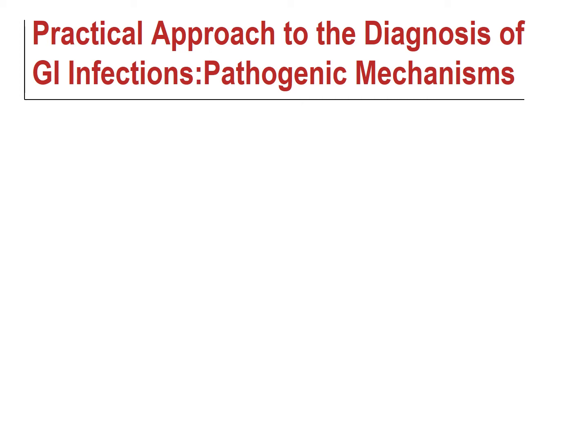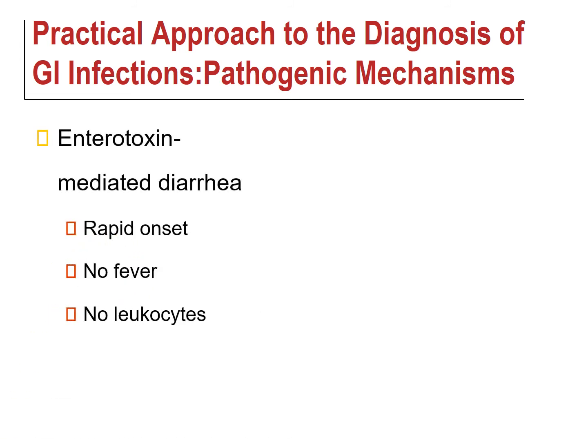Let's continue this discussion of the clinical and laboratory diagnosis by starting with the pathogenic mechanisms and how it would be useful in the clinical and laboratory diagnosis of gastrointestinal and diarrheal infections. When the diarrheal illness has a short incubation period, that is, the patient experiences rapid onset, within a few minutes or a few hours, there is no fever, and no leukocyte is seen in the stool smear examination, we may be able to project that the illness is most likely due to an organism that produces an enterotoxin that is responsible for the clinical symptoms.